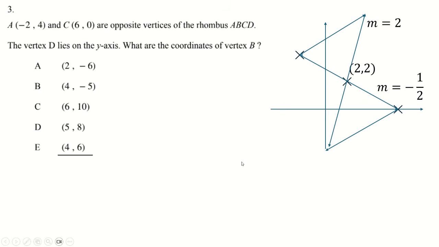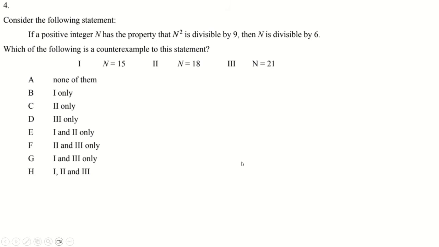And I think this will be our answer. So making use of the answers there is really helpful rather than just trying to work it out directly. If a positive integer n has the property that n squared is divisible by 9, we should work out n squared of these things to see whether they even meet the condition. This does, because n squared is divisible by 9. Then n is divisible by 6, but n isn't in this case, so this is a counterexample.